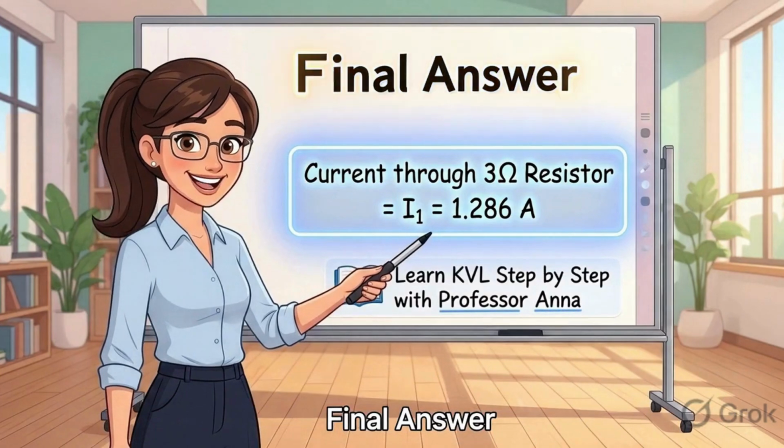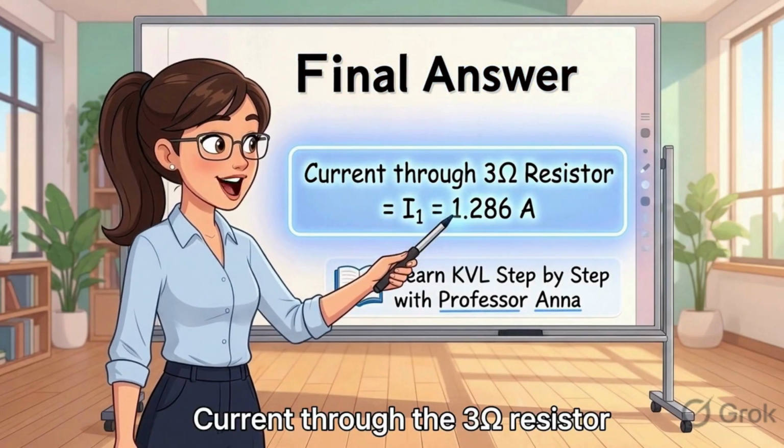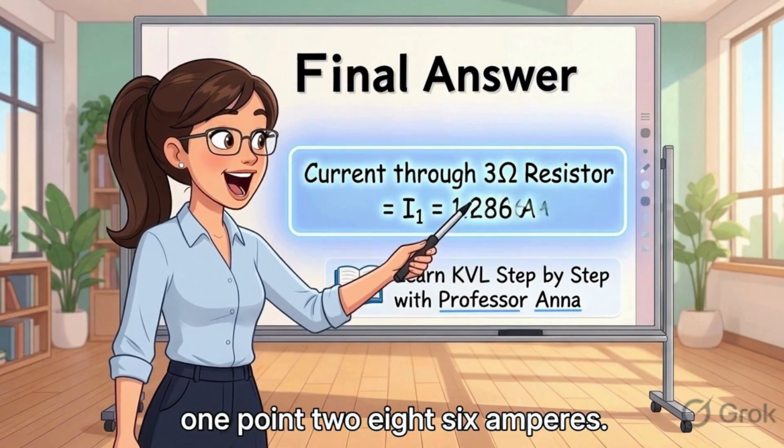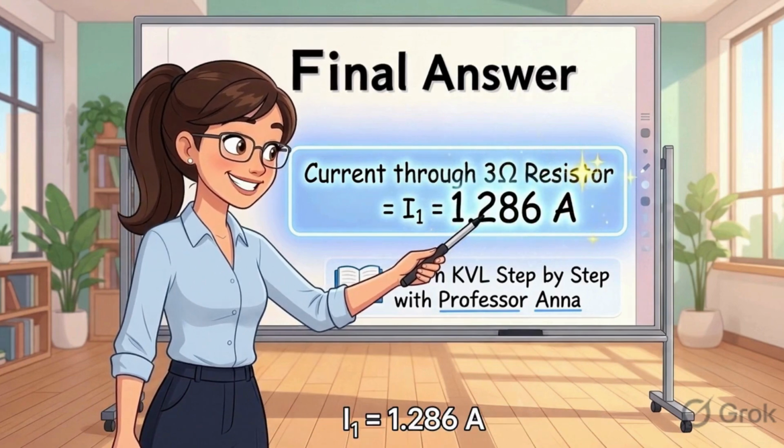And that's our final answer. The current through the 3-ohm resistor is simply mesh current I1, which equals 1.286 amperes.